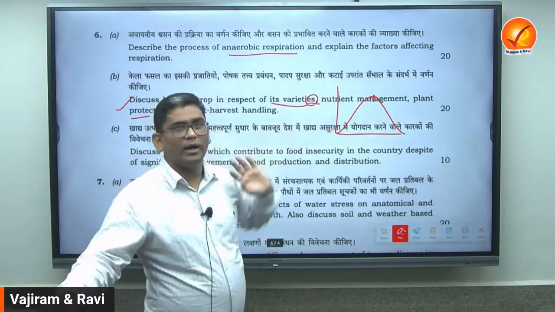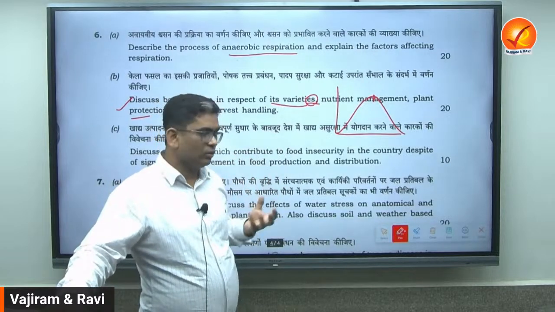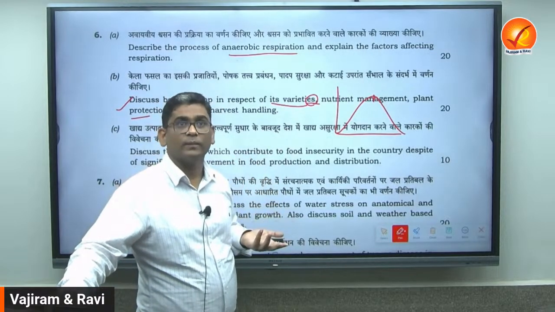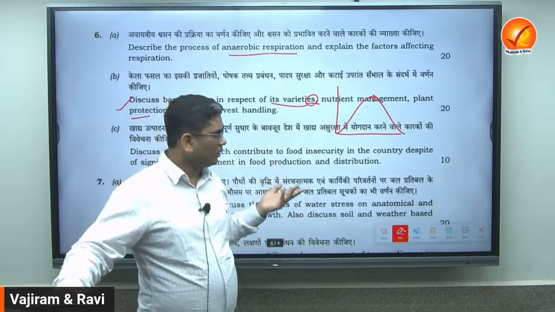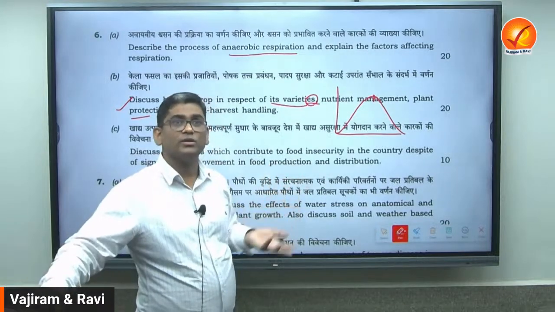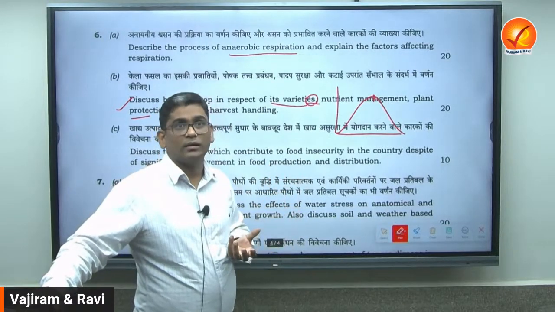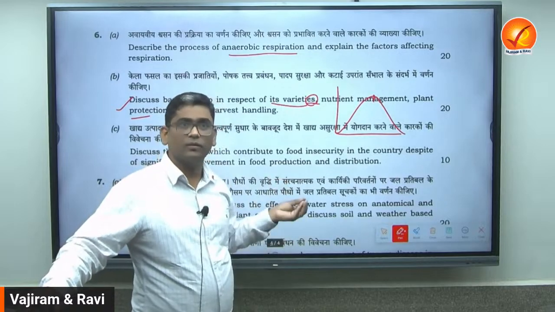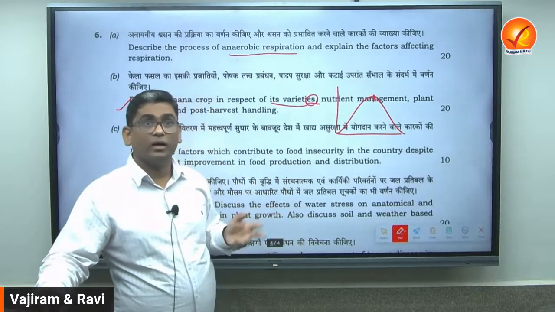Then also nutrient management, so you have to write different doses of NPK. Mostly the banana doses depend upon the age of the plant and the requirement of the plant. Doses are different at the basal stage, different at the time of flowering, and different at the time of development.